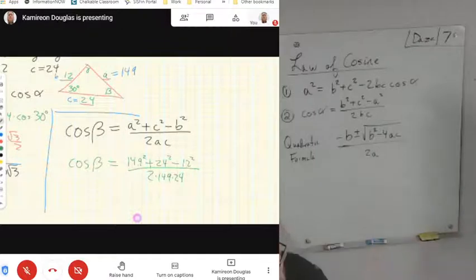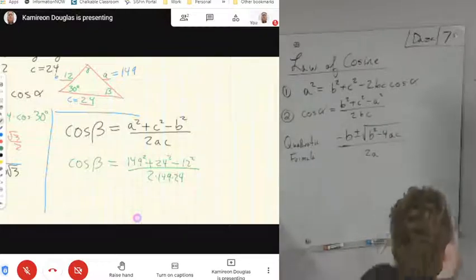I'm going to take 14.9 and square it. I'm going to take 24 and square it. I'm going to subtract 12 squared. I'm going to divide it by that big number, 2 times 14.9 times 24. And I will get some kind of decimal. Once I have done that, I then get beta by itself using the inverse. Let's go ahead and take that first step. Simplifying the right-hand side. Cosine of beta is equal to.